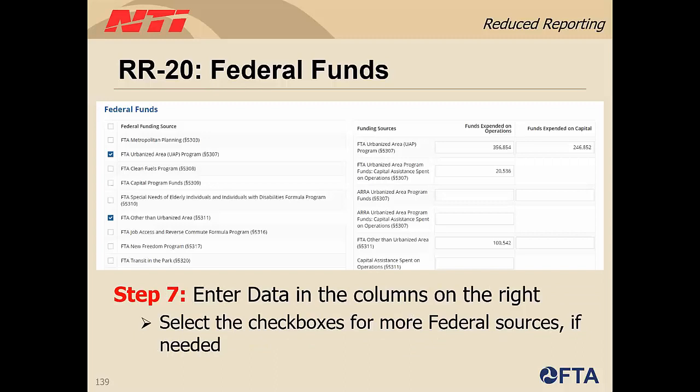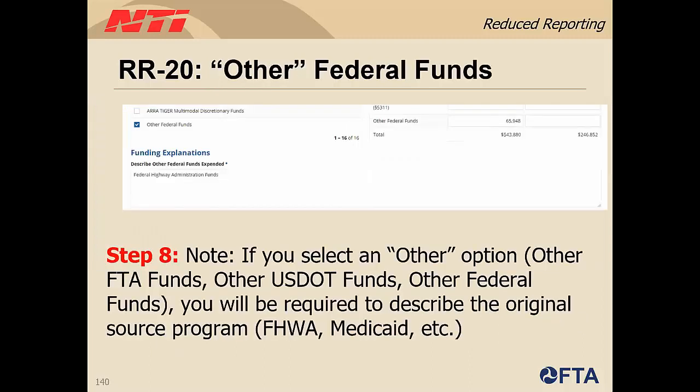Once you have determined the appropriate sources, you will enter the data for each federal funding source. As a reminder, you will need to report funds expended on operations and funds expended on capital in separate columns. Please note, if you select another option, such as other FTA funds, other USDOT funds, or other federal funds, you will be required to provide a description of the original source program. Some examples of these other sources may be FHWA funds or Medicaid funds.